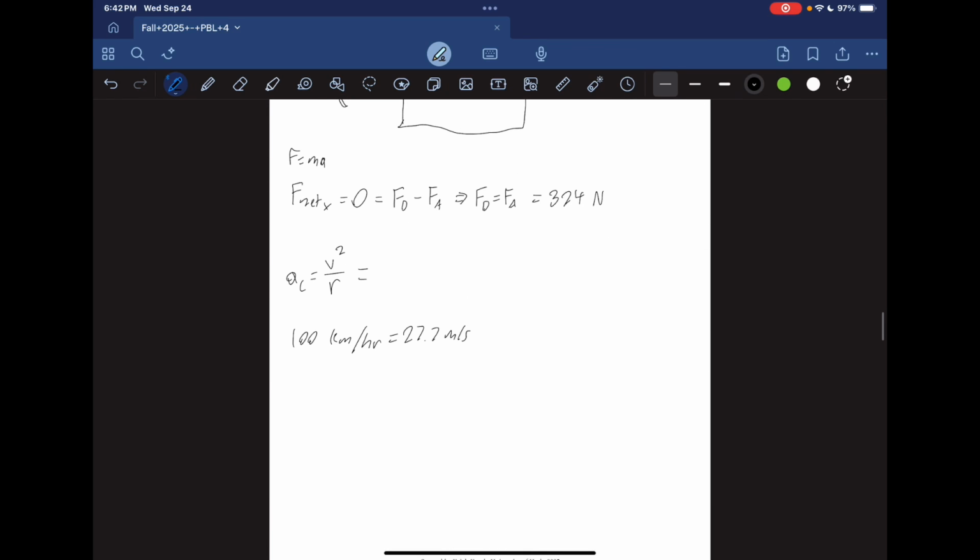We get our answer. Centripetal acceleration is roughly equal to 24.35 meters per second squared. And that is the end of this problem.